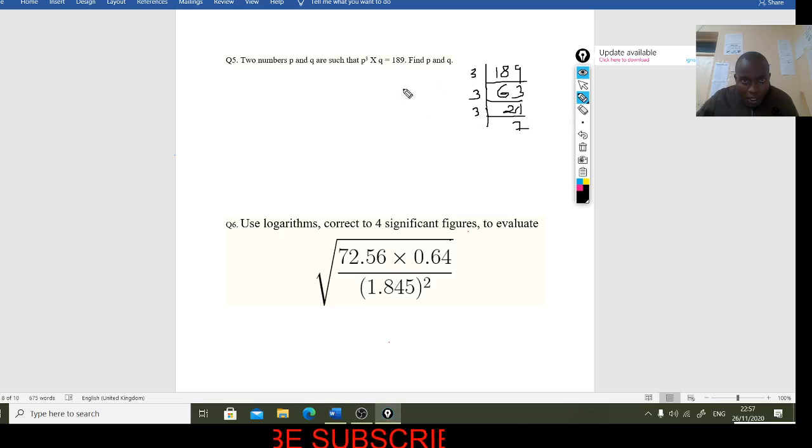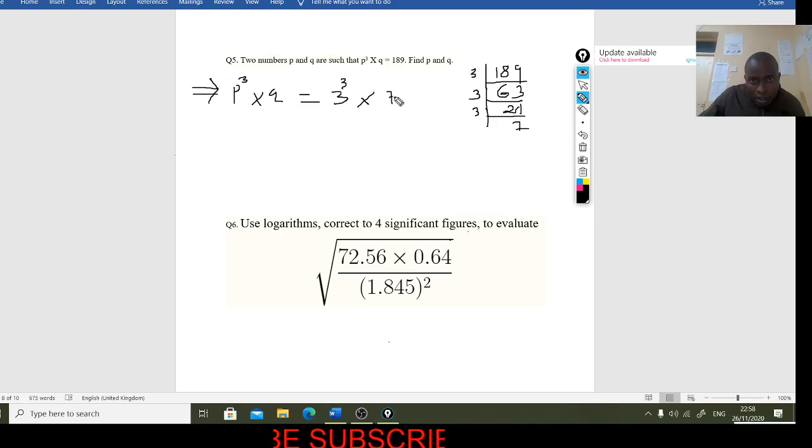So that means this number 189 I can write as p cubed times q equals 3 cubed times 7. 3 cubed times 7 gives me 189. And therefore, because p cubed times q, my p equals 3 and my q equals 7. So that is how simple you are supposed to do such.